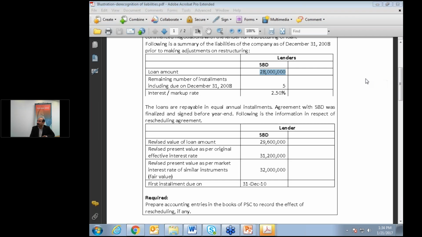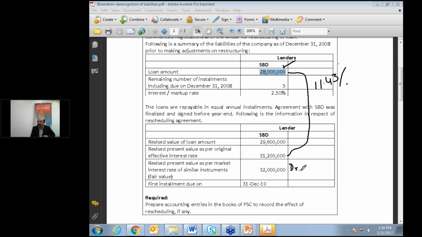The difference between these two figures is 11.43%. So this means you will treat this liability as if it is de-recognized. So de-recognize the old liability and recognize the new liability of 31.2 million. What will be the double entry? Please note, the double entry is because you are de-recognizing the liability.